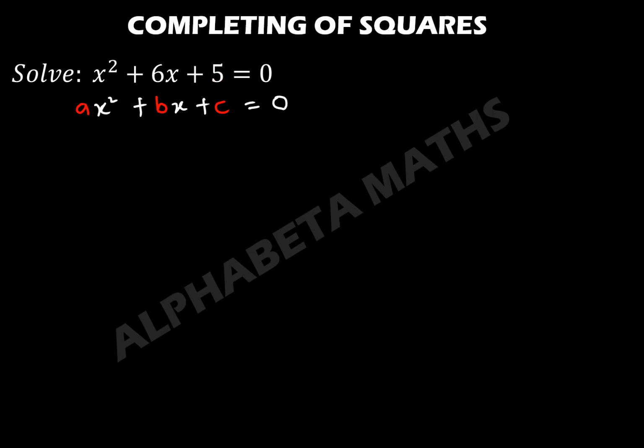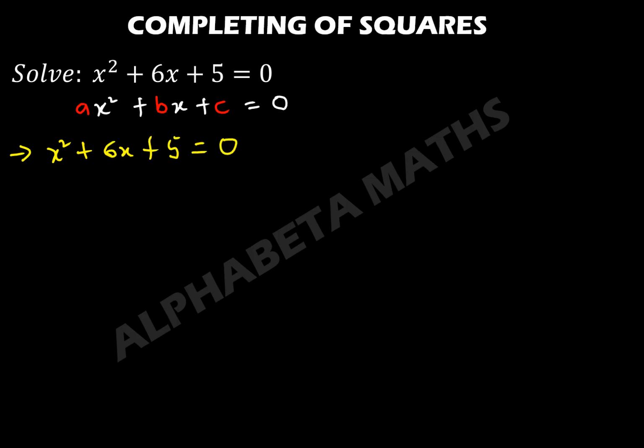Now, to begin with completing of squares, the first thing you always have to look for is to make sure that the coefficient of x squared is 1. If it is not 1, whether greater than 1 or less than 1 but not 0, we first have to divide through the equation by the coefficient of x squared. But in the question, we already have the coefficient of x squared as 1, so we can proceed. So we have x squared plus 6x plus 5 equals 0.